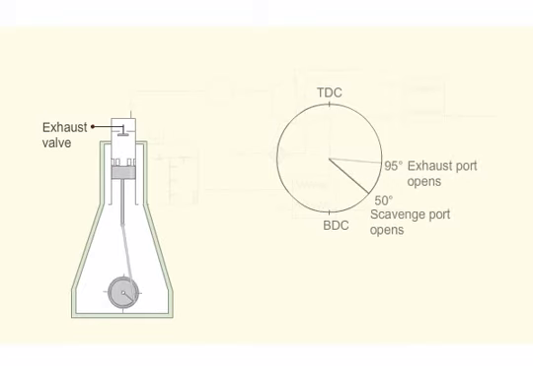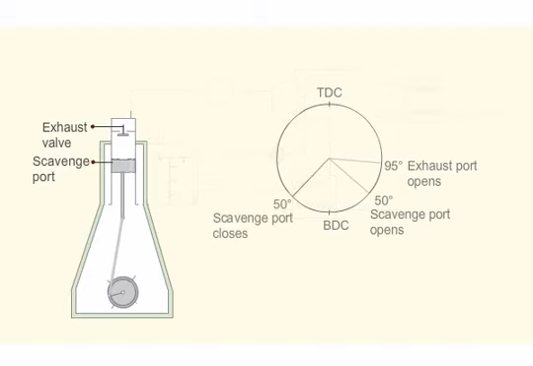When the crank is about 50 degrees before the bottom dead center, the scavenge ports begin to open. They are closed when the crank is about 50 degrees past the bottom dead center. The exhaust valve closes about 70 degrees past the bottom dead center.